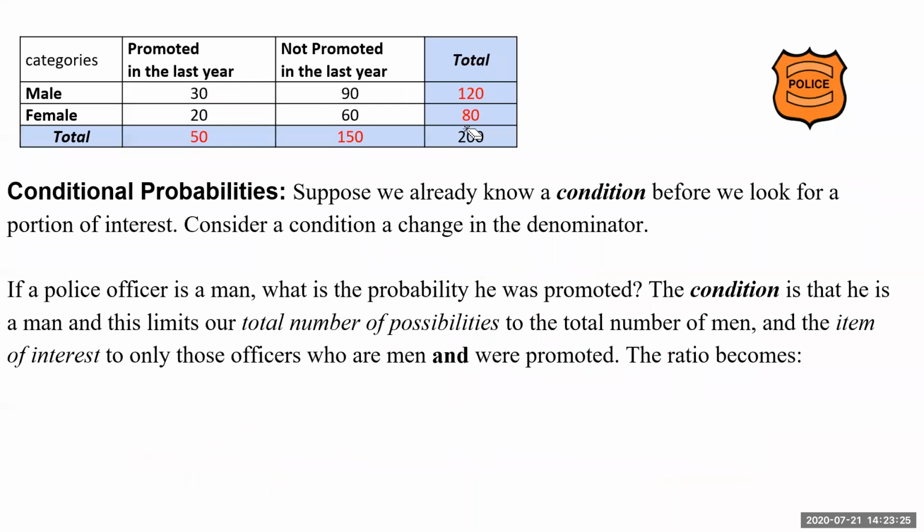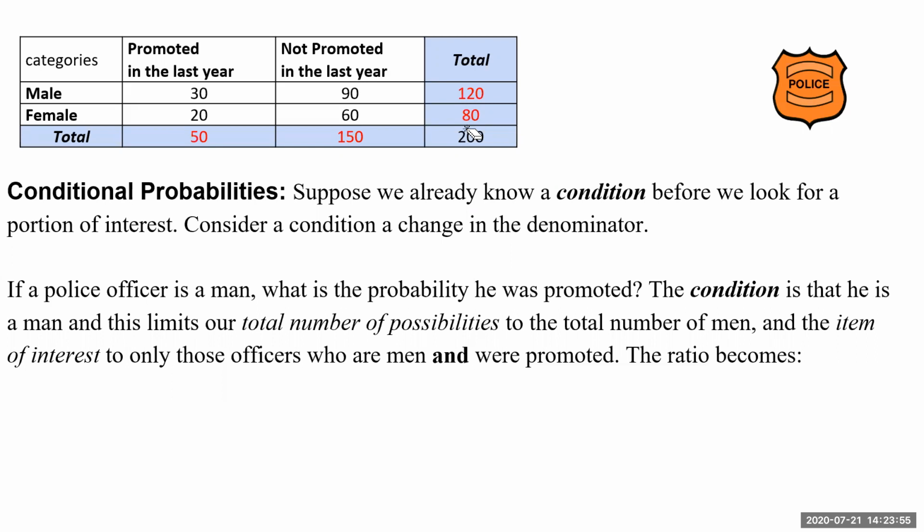Now, we look at conditional probabilities. Suppose we already know a condition before we look for a portion of interest. Consider a condition a change in the denominator. So anytime you're talking about conditional probabilities, consider a change in the denominator. Is that okay? So this will show you conditional probability.